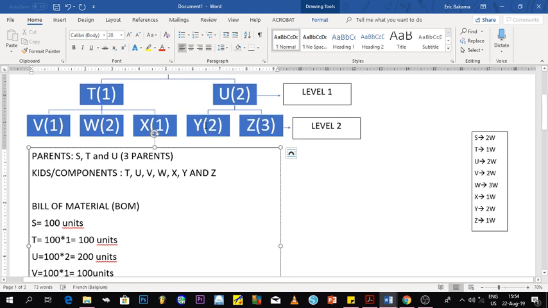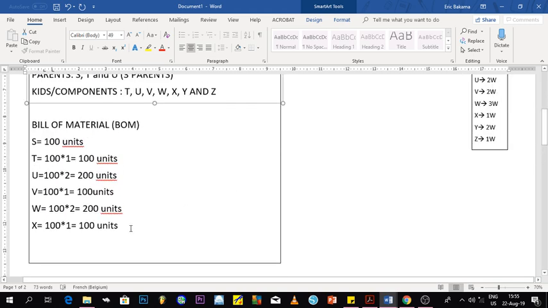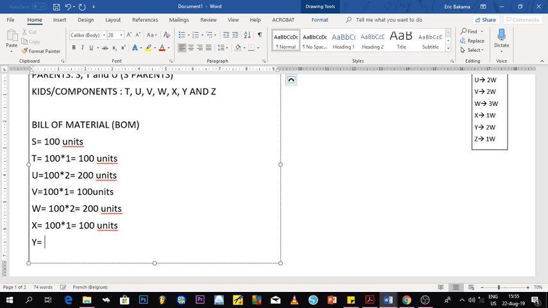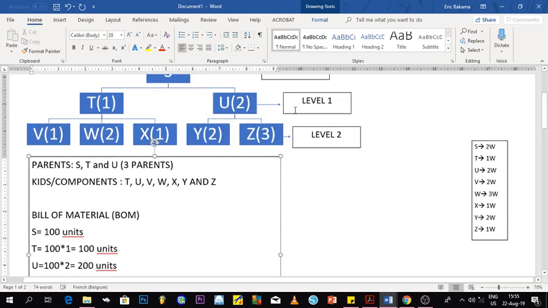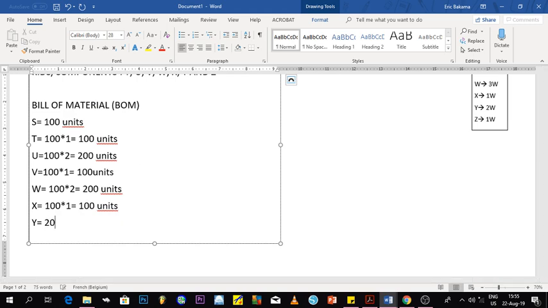We go now to Y and Z. Y says that for us, remember now, don't count the 2 here. We count it when we are working with S, who is the parent. But when you are working with the children, we don't consider the 2 anymore. So it means that for us to manufacture 1 U, we need 2 Y's and 3 Z's. So we go back to our table here. We need to manufacture Y. Y is coming straight from U, according to our structure here. We go back to U, which is 200. So we get 200 times 2, because for us to manufacture 1 U, we need 2 Y, which is going to be 400 units.